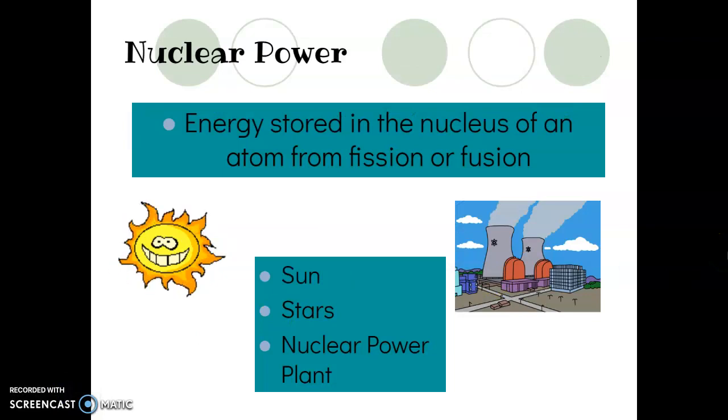And the last form of energy we're talking about today is nuclear power. This is energy stored in the nucleus of an atom from either fission or fusion. And this comes from the sun, stars, and nuclear power plants.